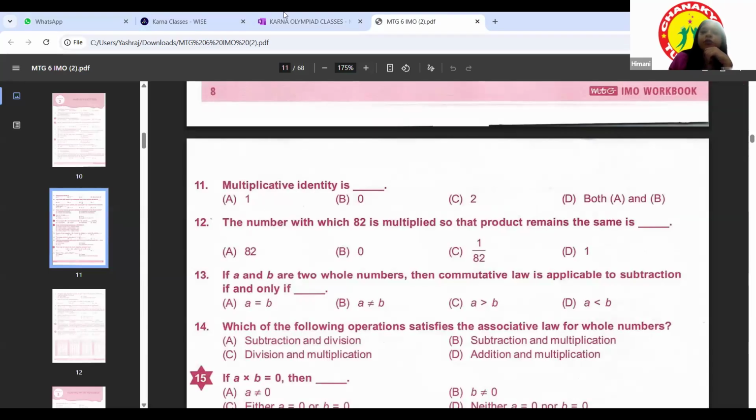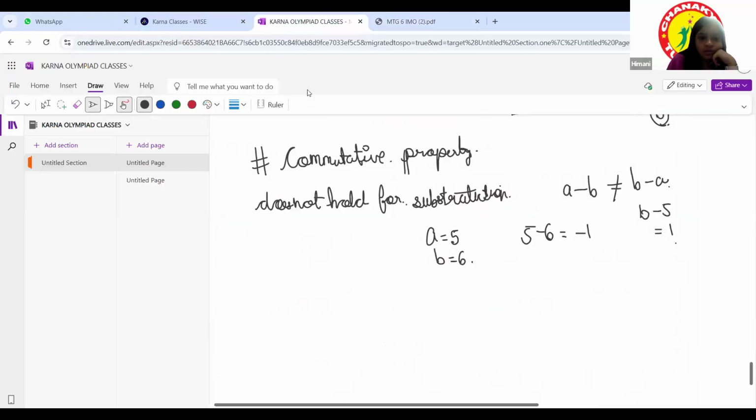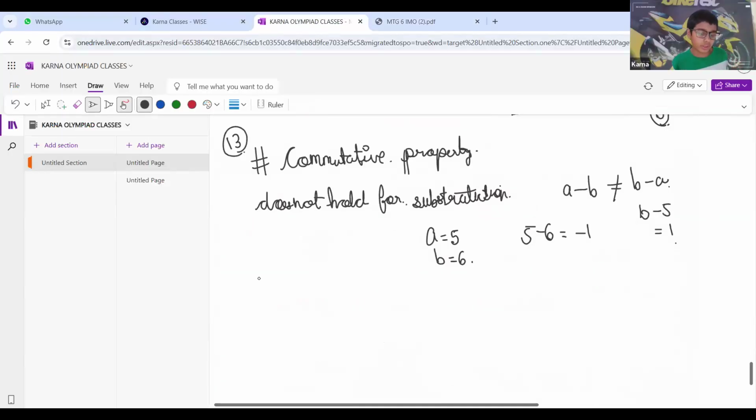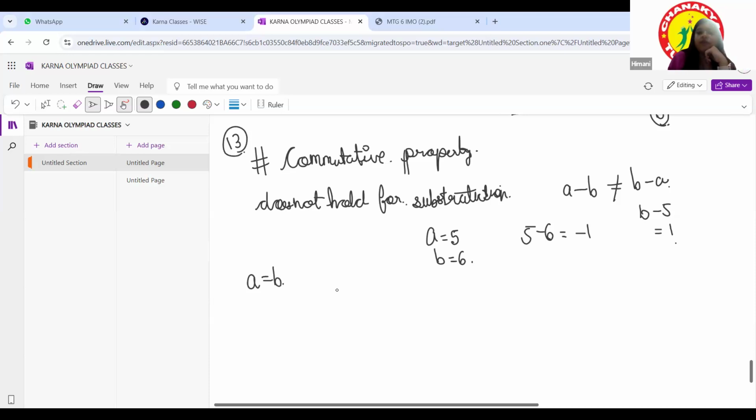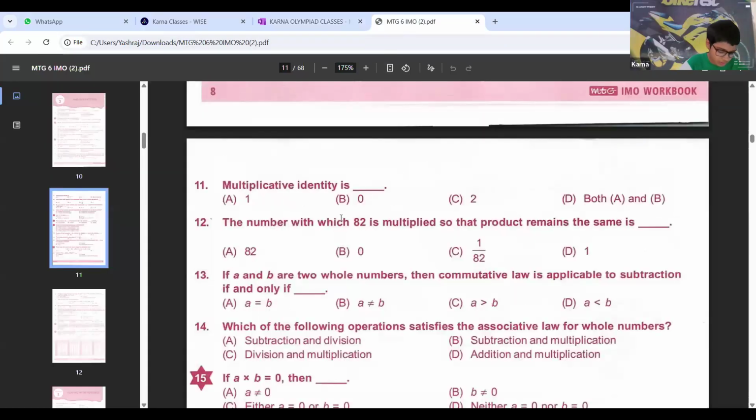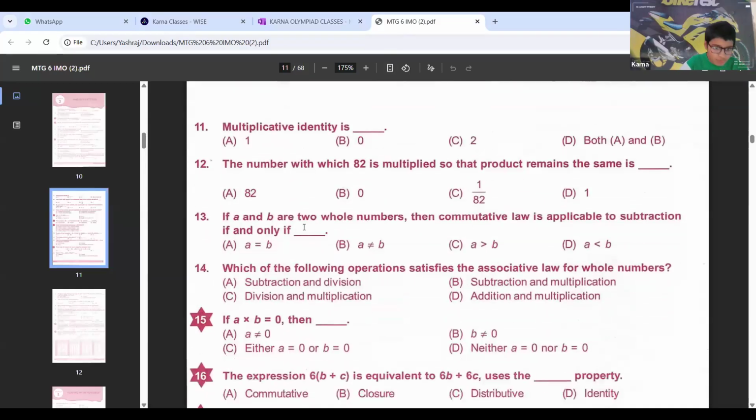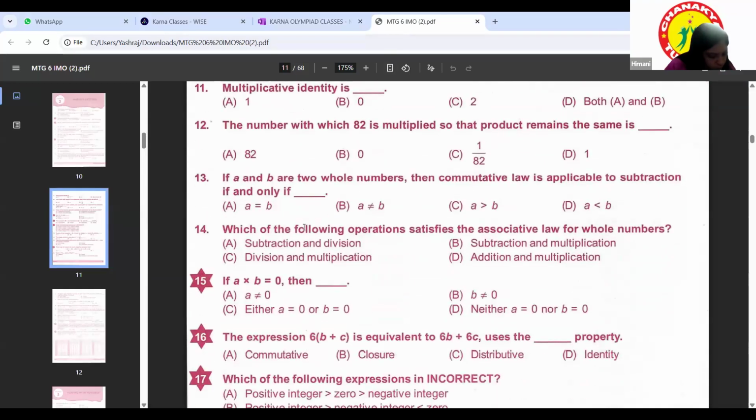What if you take A is equal to B? What will you choose? Ma'am, option A. Why? Because that's the only way. Because like 5 minus 5, so A minus A will become 0. Therefore, if A is equal to B, then and only then we can say A minus B is equal to B minus A. So option A. Ma'am, which question again? 14th. Ma'am, D. 15 D. Okay.